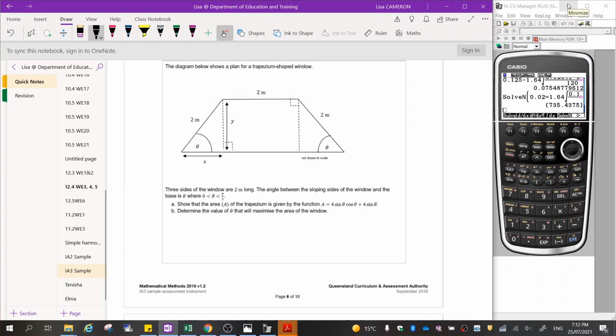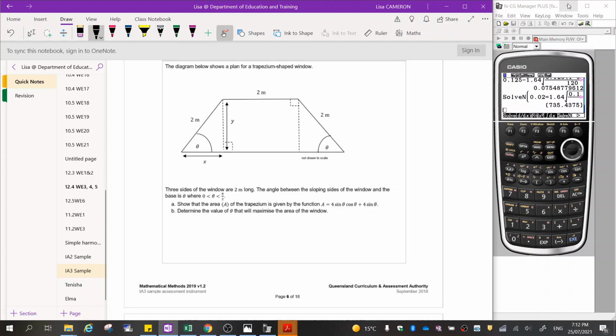Okay, so the diagram, great start. The diagram below shows a plan for a trapezium-shaped window. Three sides of the window are 2 meters long. The angle between the sloping sides of the window and the base is theta, where it can be between 0 all the way up to pi on 2. Show that the area of the trapezium is given by that function there. Determine the value of theta that will maximize the area of the window.